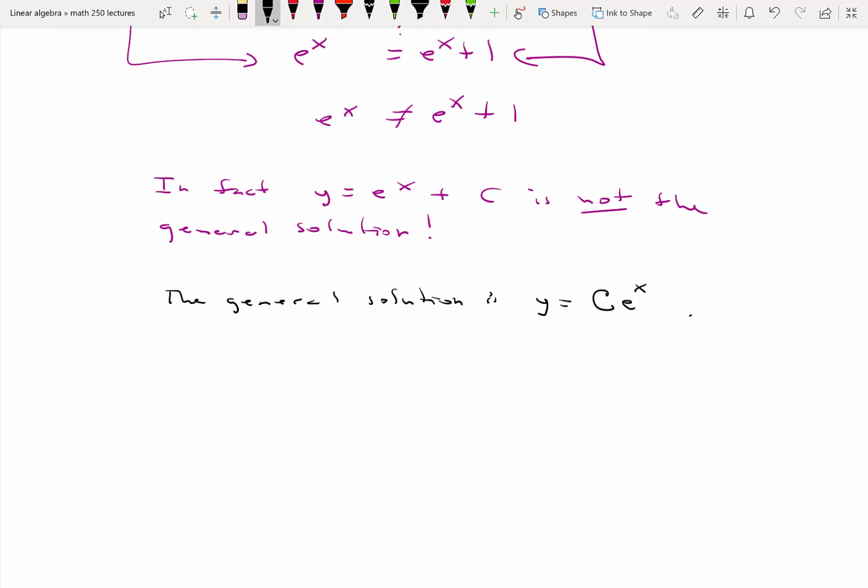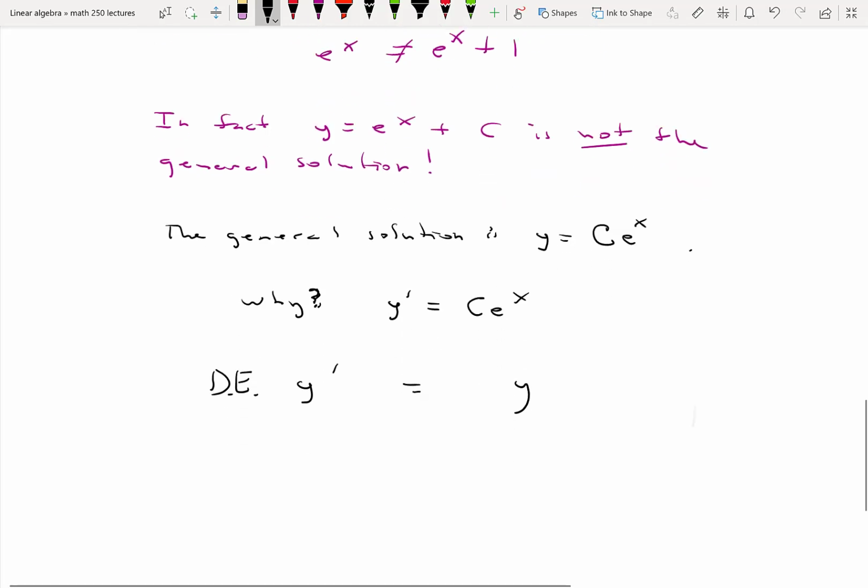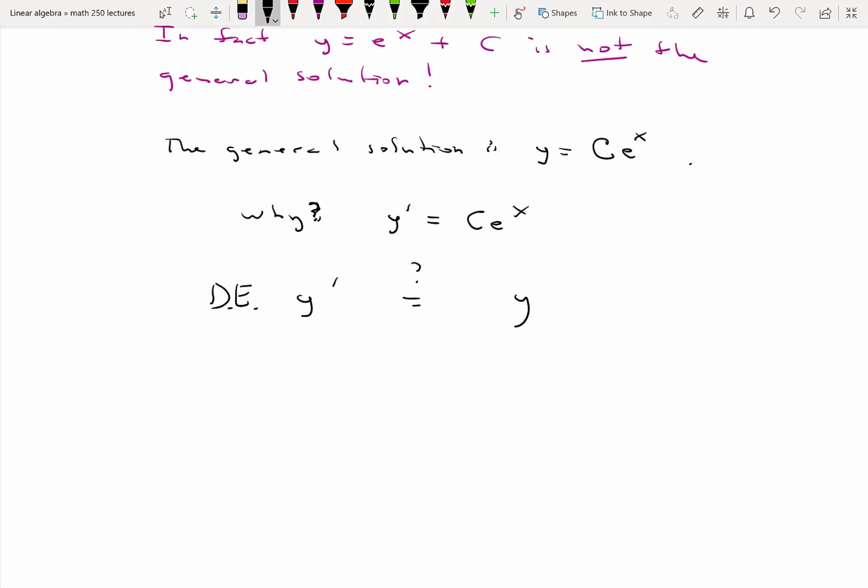Okay, so why? Well, let's see what happens when you take a derivative. The derivative of c e to the x is c e to the x. So here's the DE: y prime equals y. I want to see what happens if I substitute the solution into the differential equation. So y prime equals c e to the x. There's y prime substituted in on the left-hand side, and that's supposed to equal y.